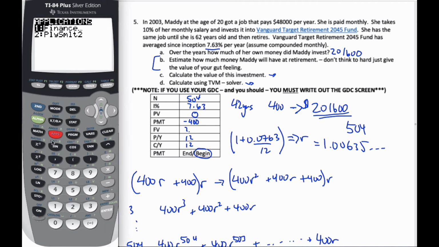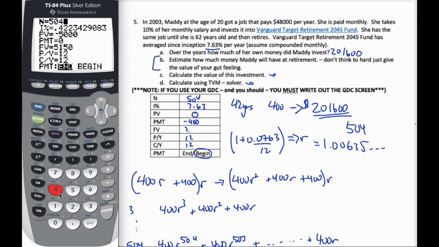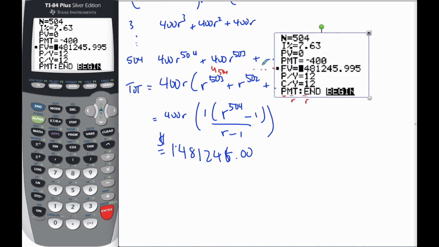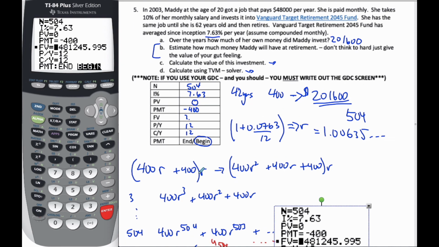If I go to my apps and my finance app, my solver, I'm going to enter 504, 7.63. My present value is 0. My payments are negative 400 because it's leaving my pocket. That I'm going to find. This is 12 and 12, and I'm going to put it at the beginning of the month. Now if I go alpha, solve, I get the amount of money that Maddie is going to be saving. Using our calculator is quite handy. It makes a long algebra problem go by pretty quickly.